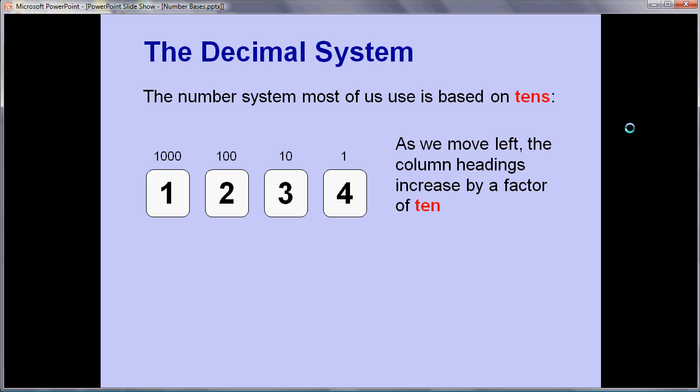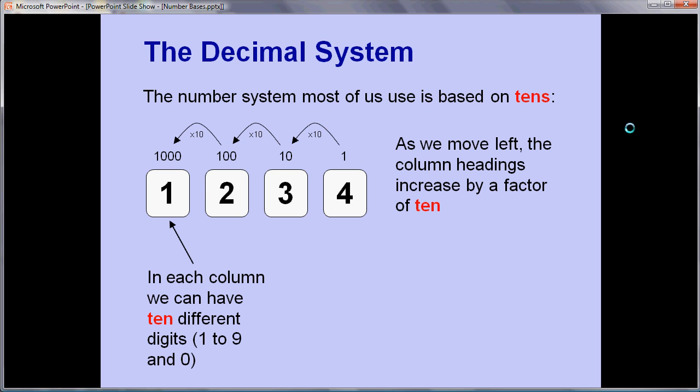We're starting with our units or our ones on the right hand side, and as we move over, we're multiplying by 10. So we go from 1 to 10, and then multiply by 10 to give 100, and multiply by 10 again to give 1,000. And then if we keep going left, we'd have 10,000, 100,000, a million, etc. Then in each position, we can have one of 10 different digits. So we can have 1 to 9 plus 0, which makes 10.